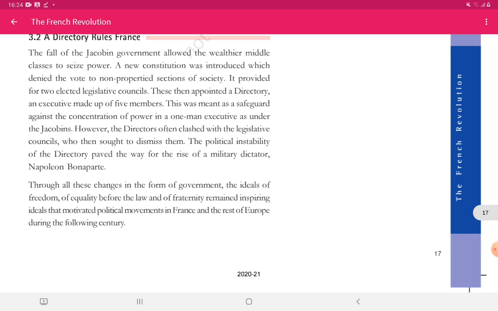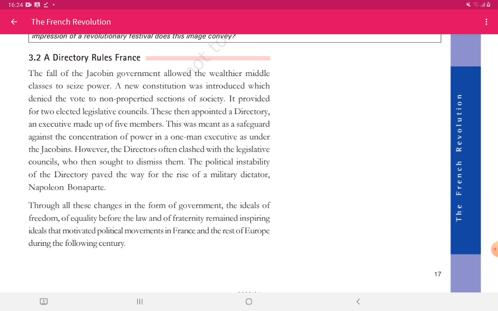So we have discussed till now how France became a republic and what things it faced during its republic movement. That's all for the day, students.